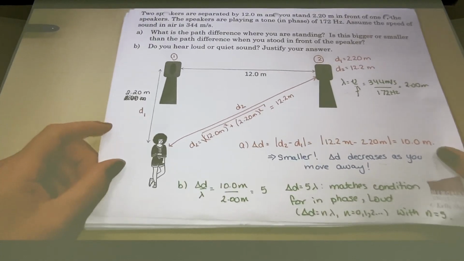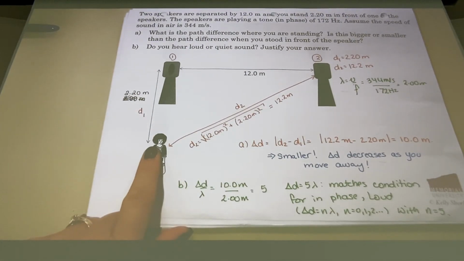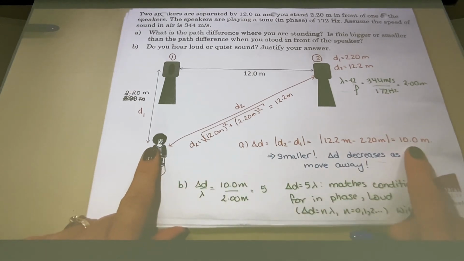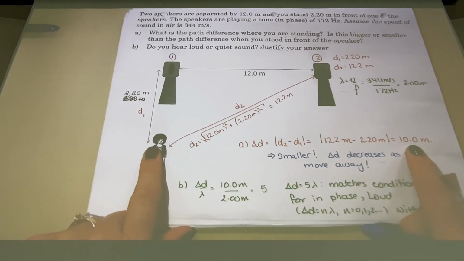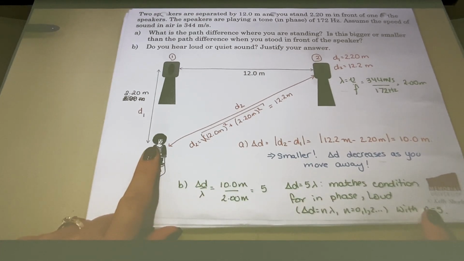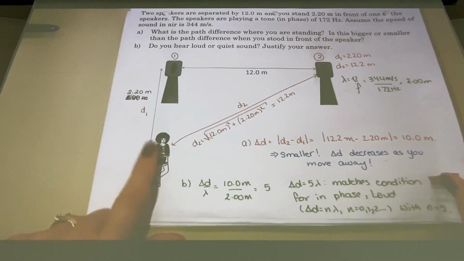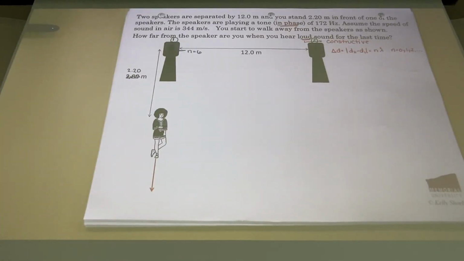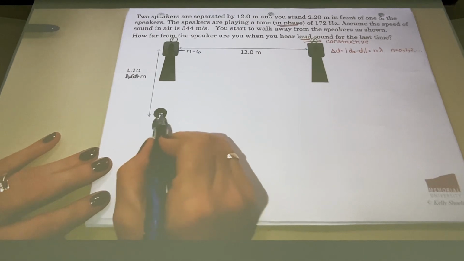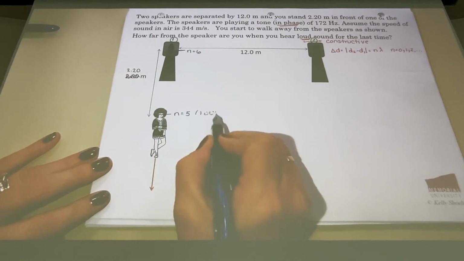Then in a later example, our person walked away a bit, 2.2 meters away. We saw that delta D went down to 10 meters, so our path difference decreased, and n was equal to 5. So when our person got out here, the n value got smaller, and when the person was all the way out here, this is where n was equal to 5. And these were both places of loud sound.